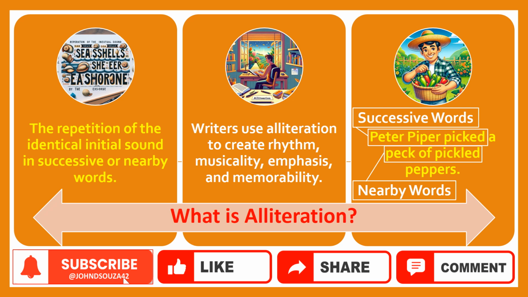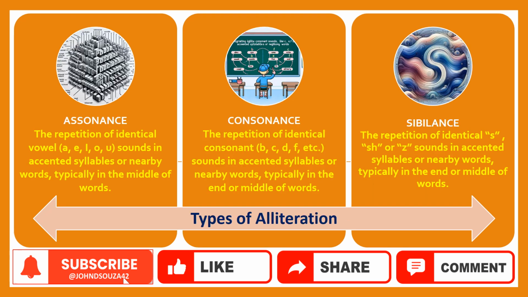Alliteration can take different forms. Assonance focuses on vowel sounds, consonance on consonant sounds, and sibilance on hissing S, sh, or z sounds. Please note, assonance, consonance, and sibilance differ from alliteration as the repeated sounds occur in the middle or end of words rather than at the beginning.